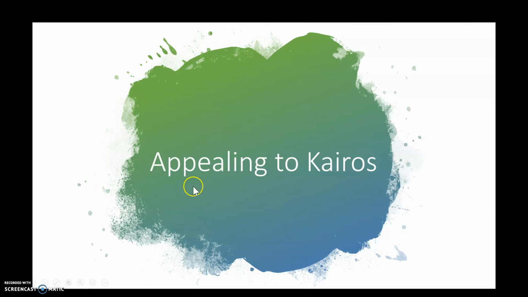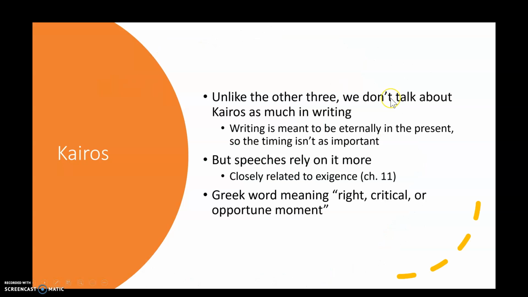We had enough time for this. So Kairos is, yes, we are still on rhetorical appeals. Kairos is time. Unlike the other three, we don't talk about it much in writing, because writing is meant to be eternally present. This is why you write literary analysis in the present. Timing isn't as important because someone might come back to that piece 10 years from now. But speeches do rely on it more, and it's closely related to exigence, as talked about in chapter 11.